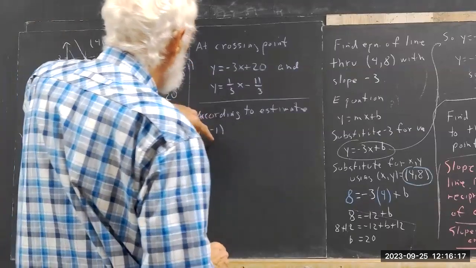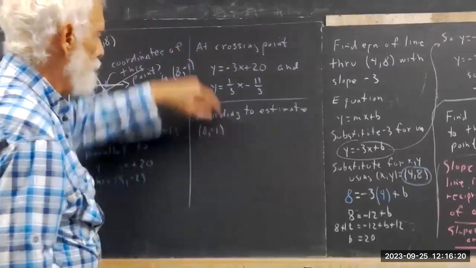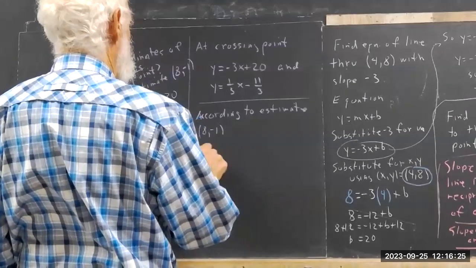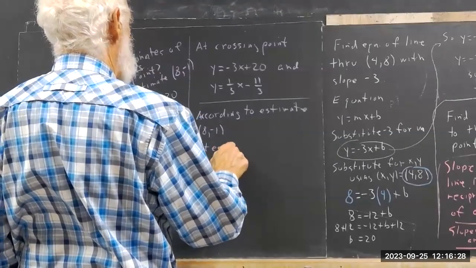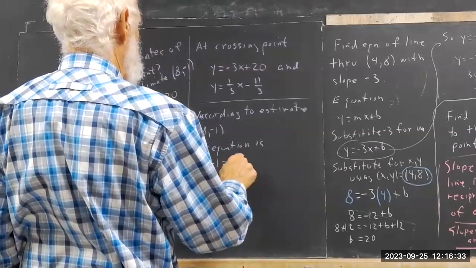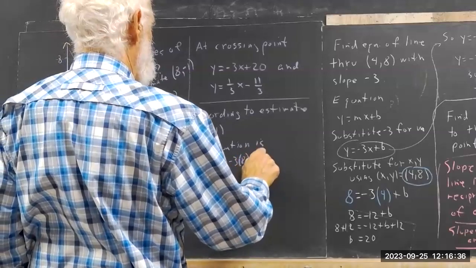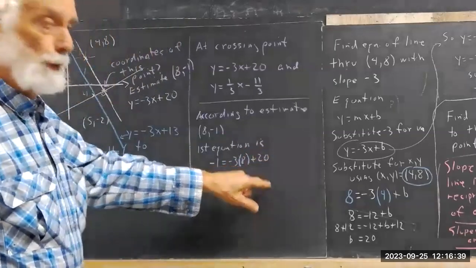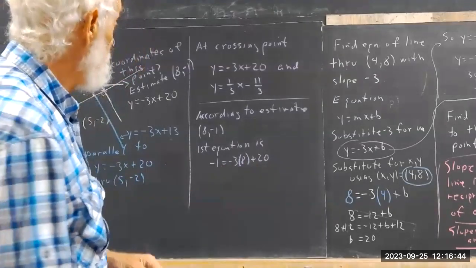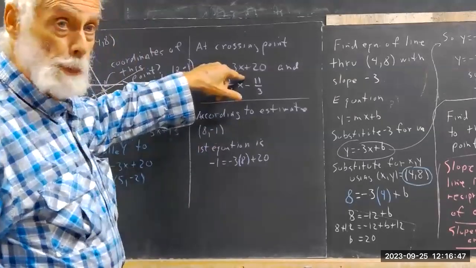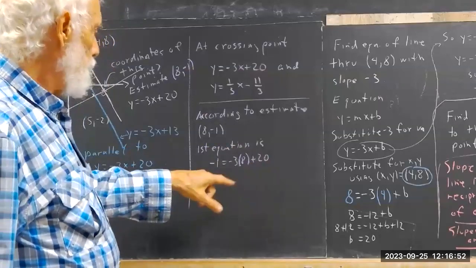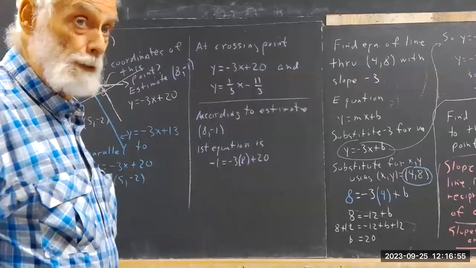If we plug 8 and -1 into this equation, -1 equals -3 times 8 plus 20. That makes sense? Just plugging in the 8 and the -1 into this equation. Now, is that a true statement? Well, not quite, because if you do the arithmetic, this gives you -1 equals -4.